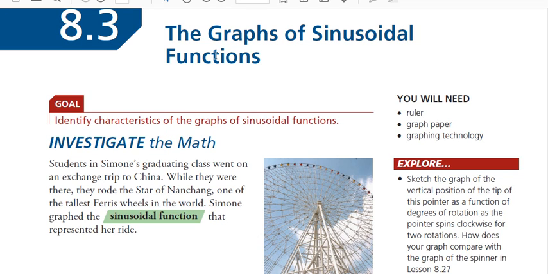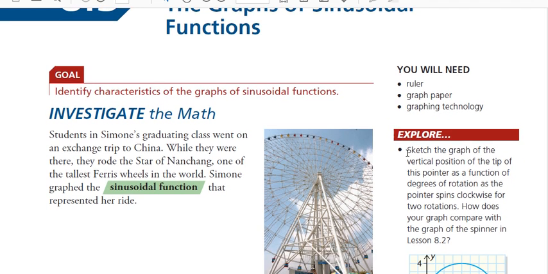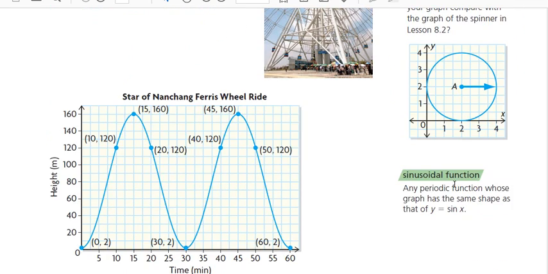All right, section 8.3 is, we're talking about graphs of sinusoidal functions. So that's probably a new term for most of you. Sinusoidal, the root of this word is sine, okay? And the -soidal is sort of like a descriptive, so it's something that looks like a sine graph. That's basically what it is, and you'll see that definition down here in your textbook. Okay, so I will be referring to that.